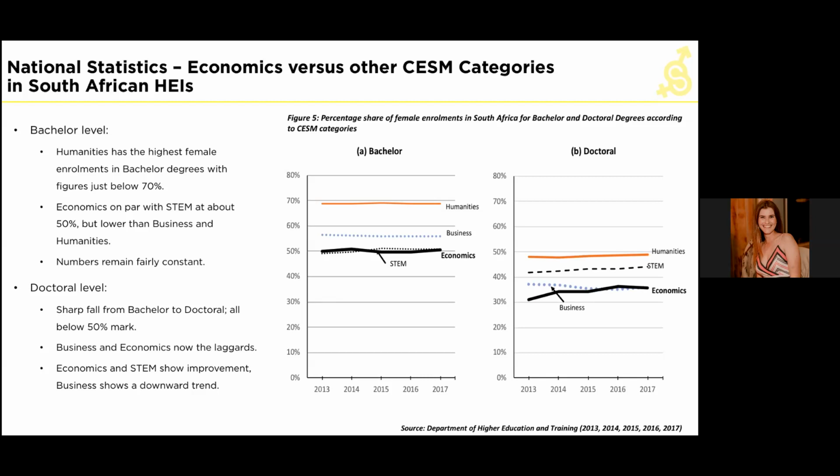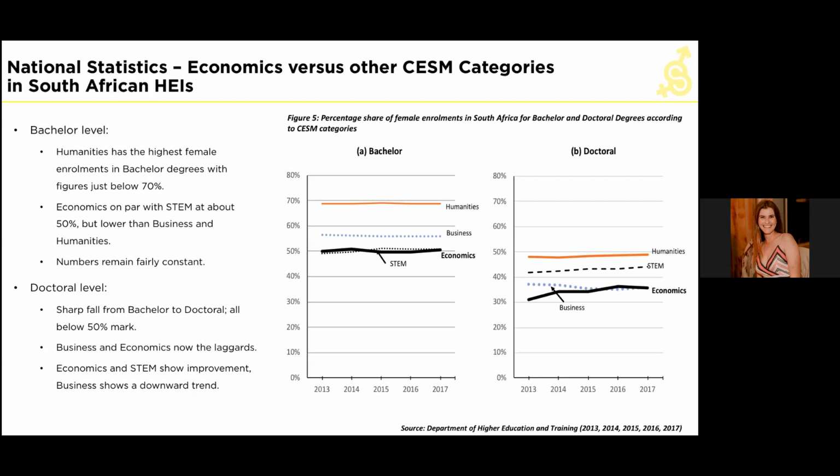When looking at figure 5A, we see that humanities has a higher female enrollment in bachelor degrees, with figures just below 70%. Economics sits on par with STEM at about 50%, but has significantly lower numbers than business and humanities. We can also see that these figures remain fairly constant over this time period.